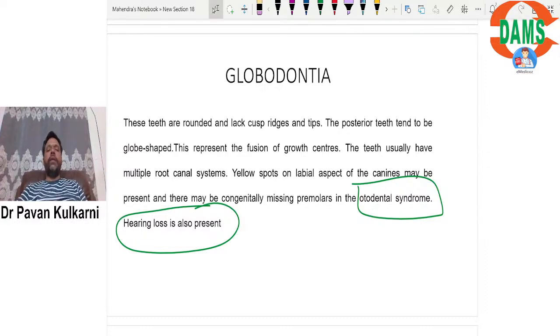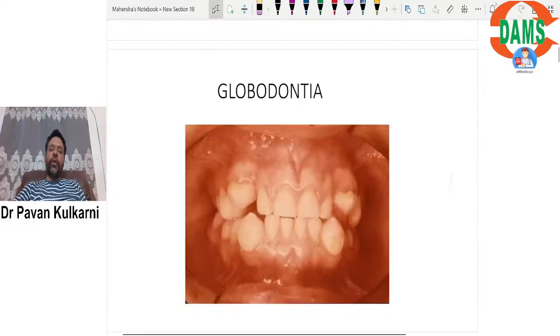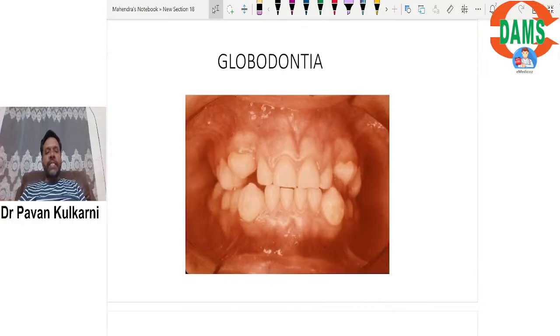I'll show you an image of that. That is nothing but your globodontia. Now this is the globodontia, where you can see here, usually this affects the posterior teeth. So they don't have any sharp cuspal ridges. Cusps are there, but there is nothing sharp. They will be rounded, smooth. That is what is your globodontia. So globodontia can again be a classical image-based question which we can expect in the upcoming examination.